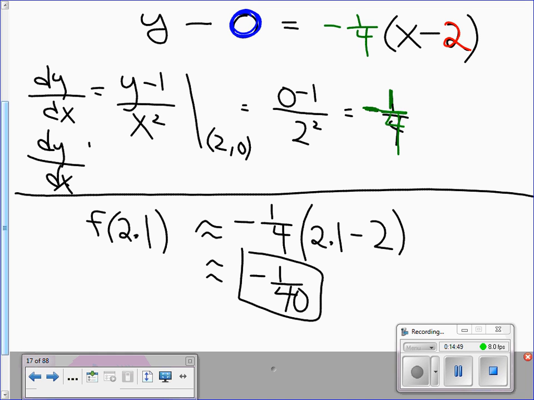Now, there's something I didn't put on this paper that I'm just dying to know. We got our approximation. In the part before, we found the second derivative at (2, 0) was positive 3/16. Would that make this an under approximation or over approximation? Under.